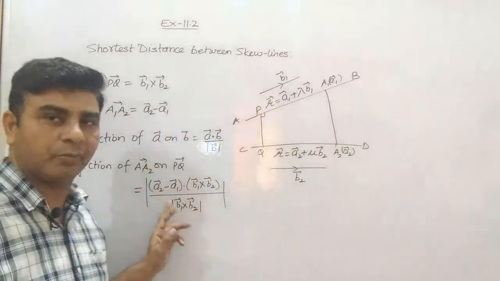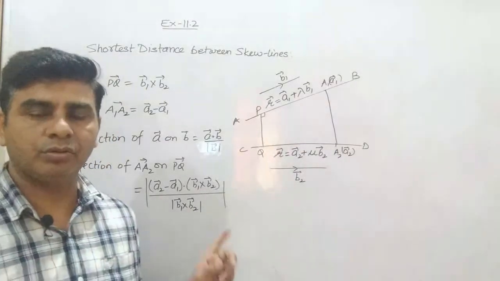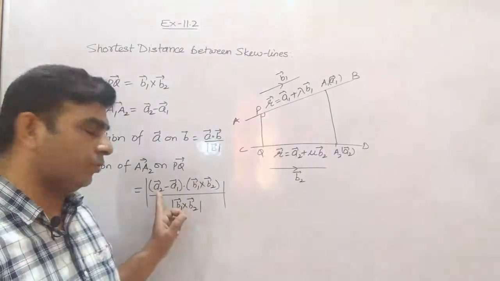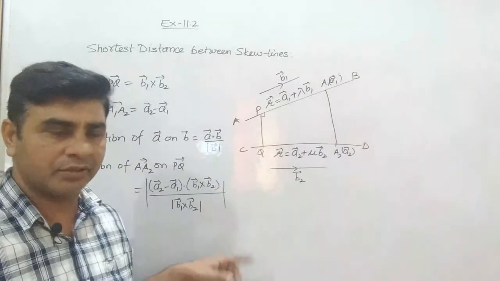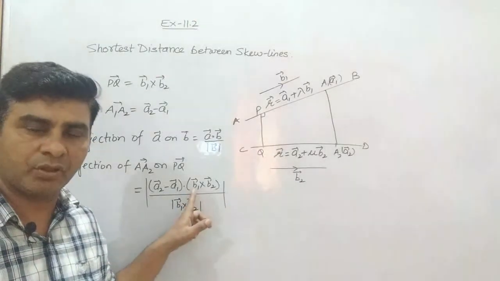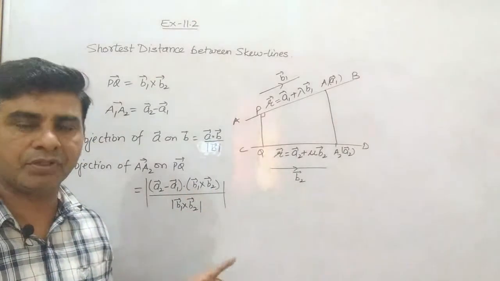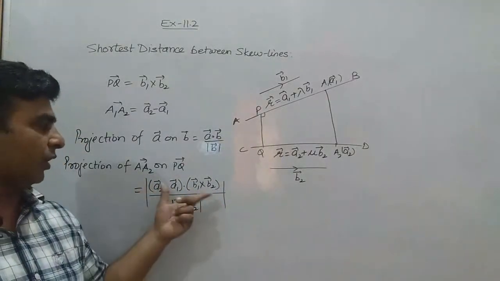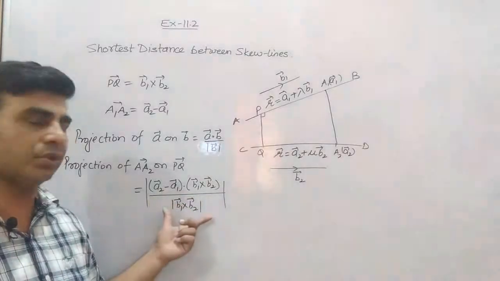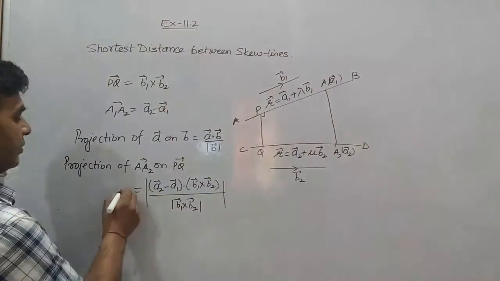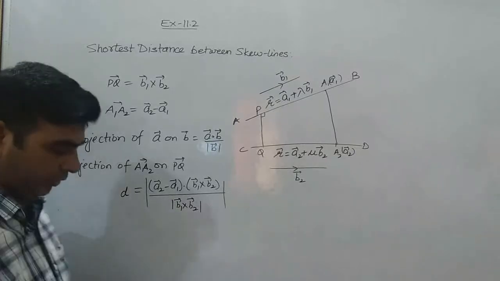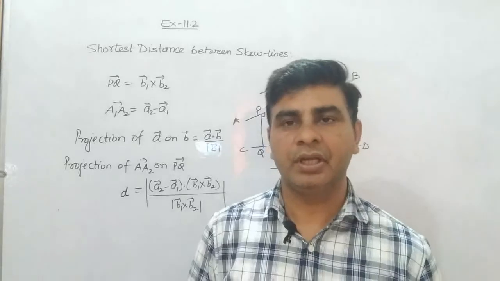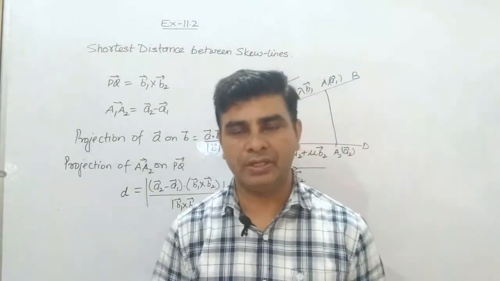Here a1 and a2 are the position vectors of the points through which the lines are passing. a1 is the position vector of the point through which the first line passes. a2 is the position vector of the point through which the second line passes. b1 is the direction of the first line. b2 is the direction of the second line. So we have all the things, and we just have to put the values of b1, b2, a1, a2 in this formula, and we will find the shortest distance, which is denoted by small d. So this is the way in which we can find the shortest distance between two skew lines.